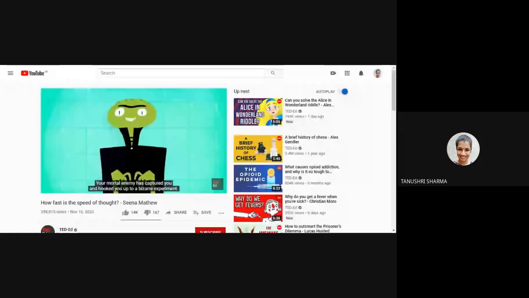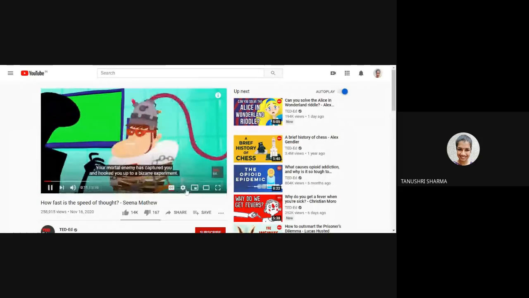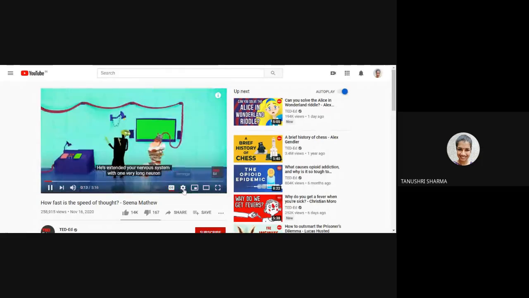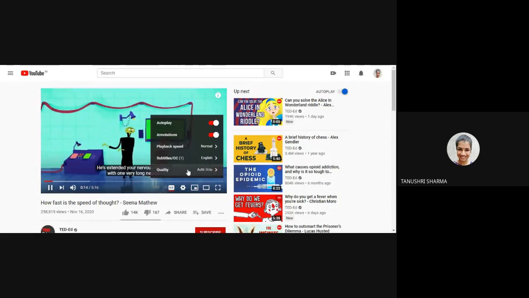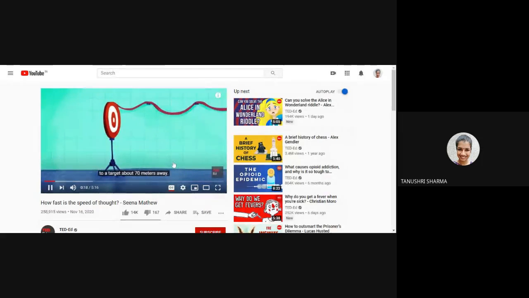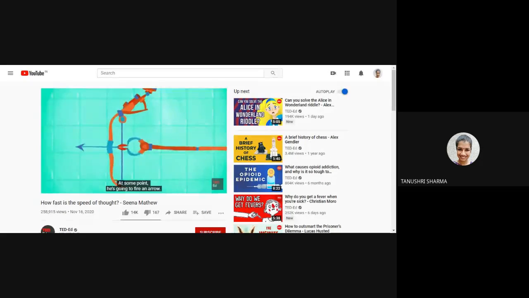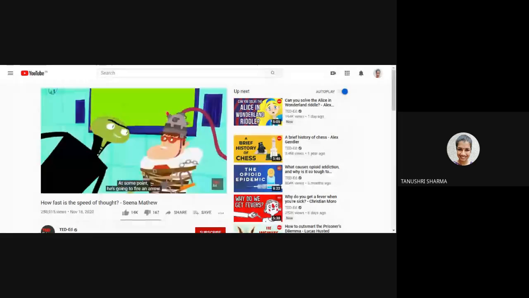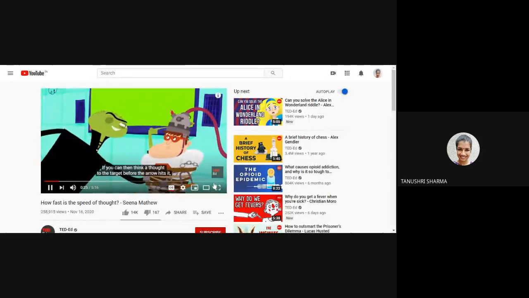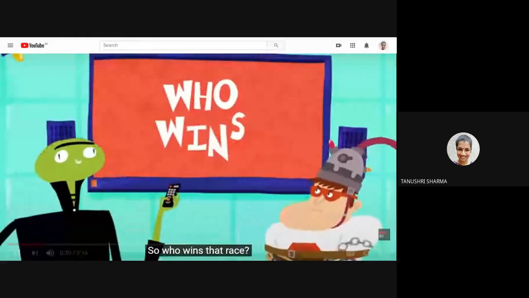Your mortal enemy has captured you and hooked you up to a bizarre experiment. He's extended your nervous system with one very long neuron to a target about 70 meters away. At some point, he's going to fire an arrow. If you can then think a thought to the target before the arrow hits it, he'll let you go. So, who wins that race?